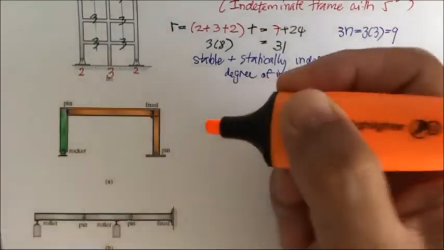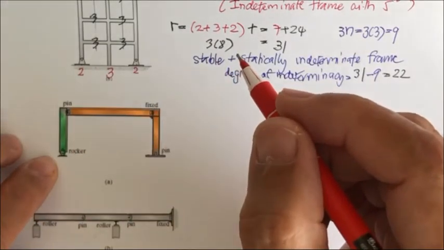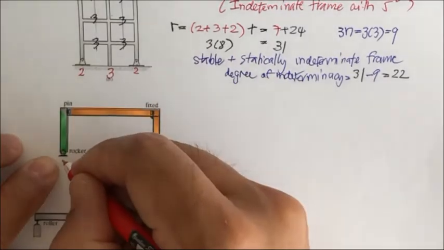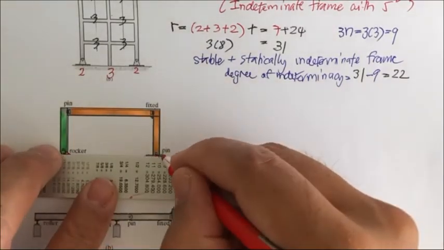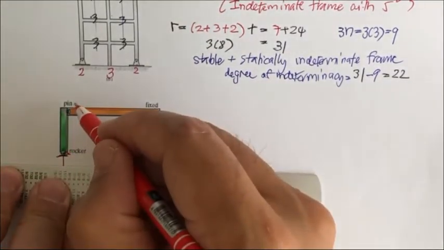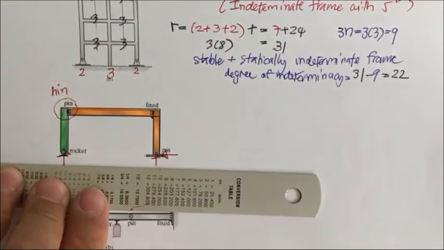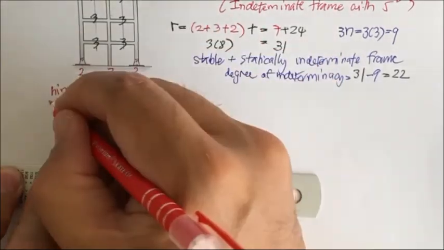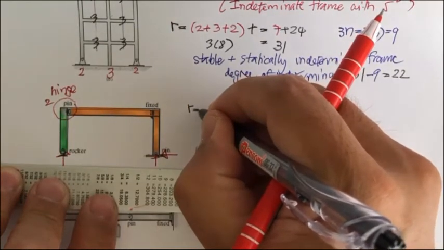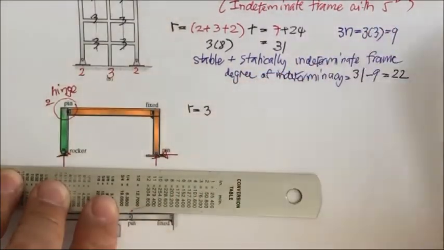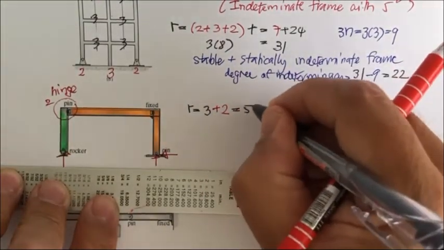like this. Okay, and if you check, the unknowns include both reactions and internal forces. This is going to be 1, 2, since this is a pin, and the pin is the same thing as the hinge. Okay, the hinge is going to produce 2 more. So the R of this frame is going to be 3 plus 2, which is 5.